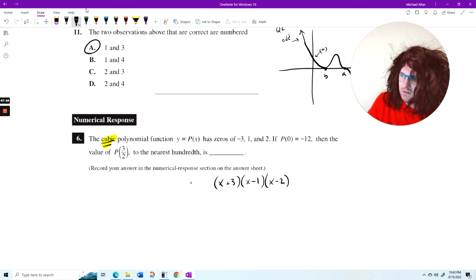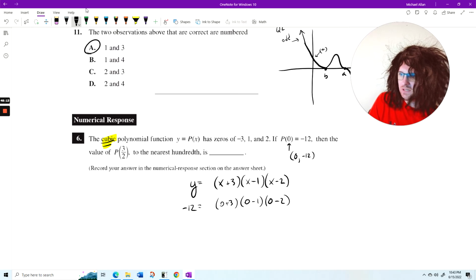But at this moment, if this is my equation, and this point says (0, -12), if I put a bunch of zeros in here, let's just see what happens: 0 plus 3, 0 minus 1, 0 minus 2, I need to get negative 12 out. So what's this going to be? 3 times negative 1 times negative 2. It's not looking promising that we're going to get a negative 12 out. I'm making the equation, and you'll see why we're doing this in a second.